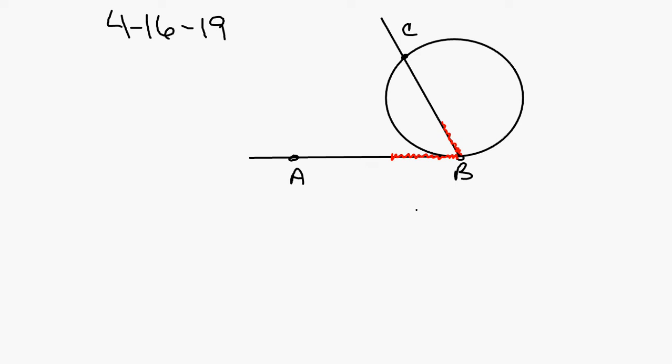So if we call this angle 1 right here, here's the rule: the measure of angle 1 is equal to 1/2 arc CB. That angle, the red angle, is equal to 1/2 of the blue arc. Whatever the blue arc measure is, you divide it by 2, and it gives you the red angle measure.